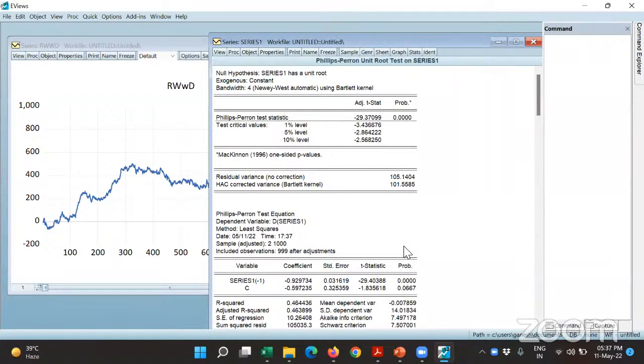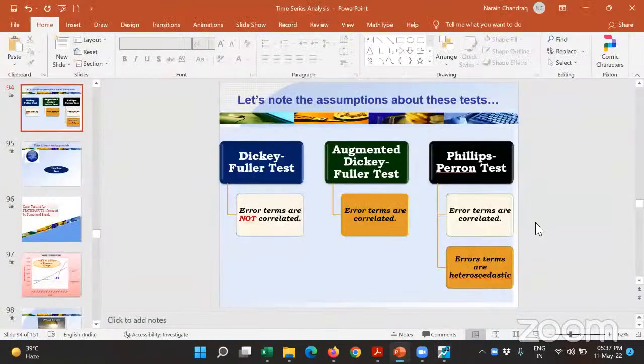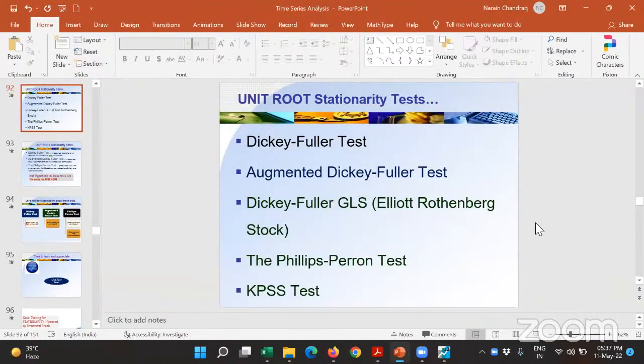Now, how do we make sense of these test results? The null hypothesis of all these tests, except a test referred to as the KPSS test, is that the series has a unit root, which in other words means that the series is a non-stationary series.